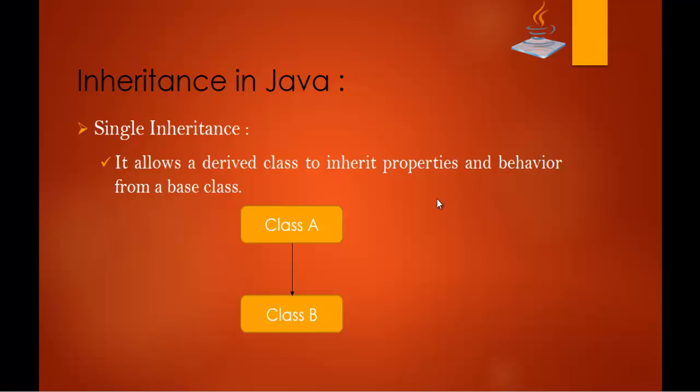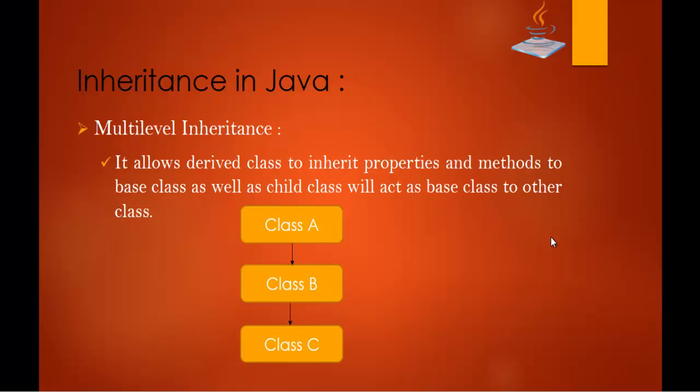Now let us understand multi-level inheritance. It allows the derived class to inherit properties and methods of the base class, and the child class will act as a base class to another class. Let me show you what it is. It's very simple. Let me go back here.